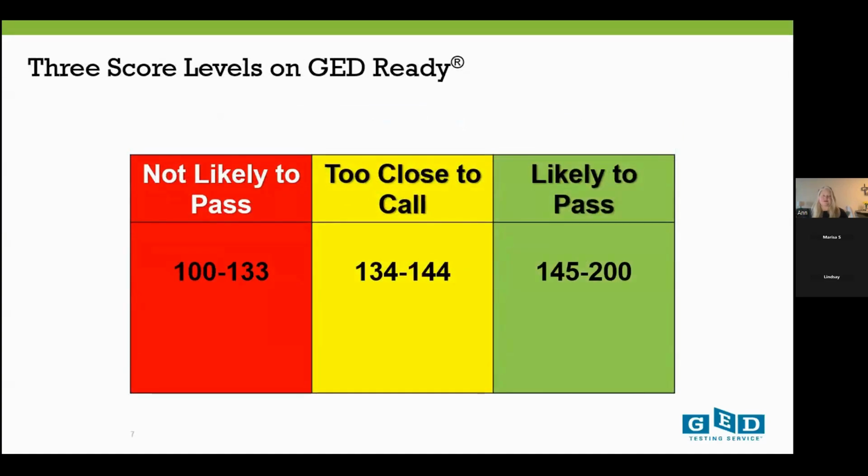The GED Ready test reports out on three different score levels. So not likely to pass, 100 to 133. This would tell you that there are many skills that the student really needs to work on. Too close to call. Some students, if they score into the 140 to 144 range, go on and take the GED test and they pass the test. It's really hard for us to judge in our predictive validity if they're going to actually pass.